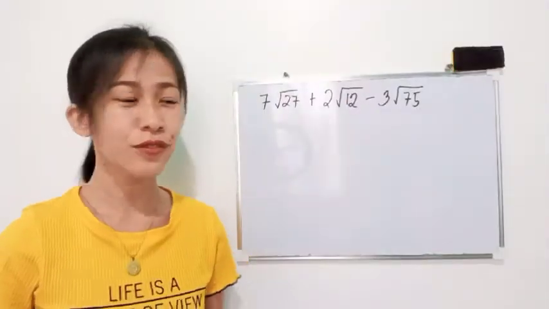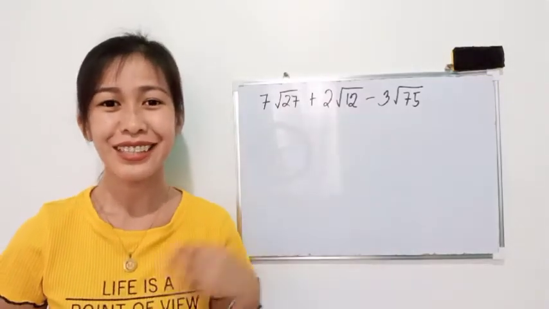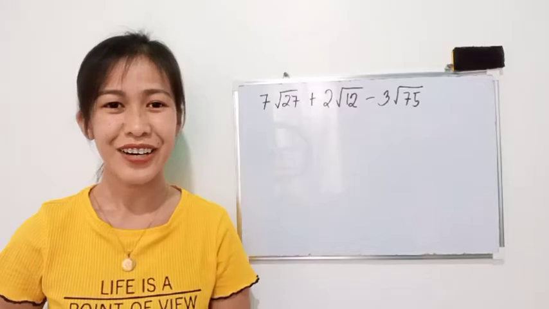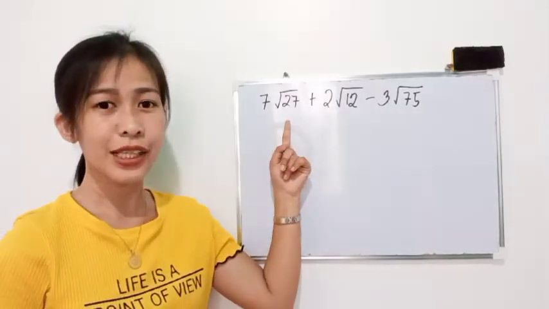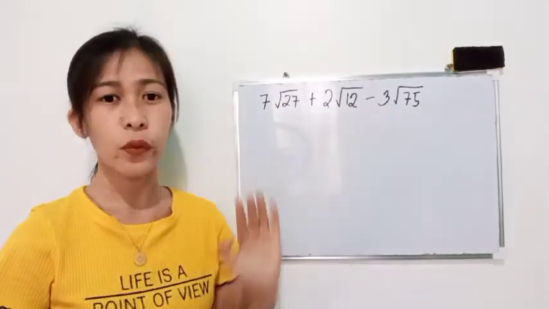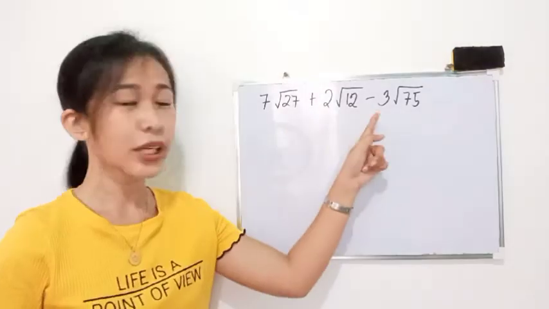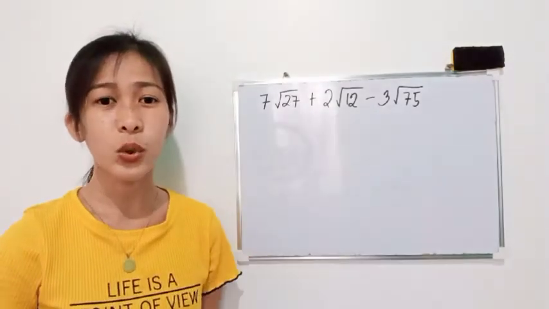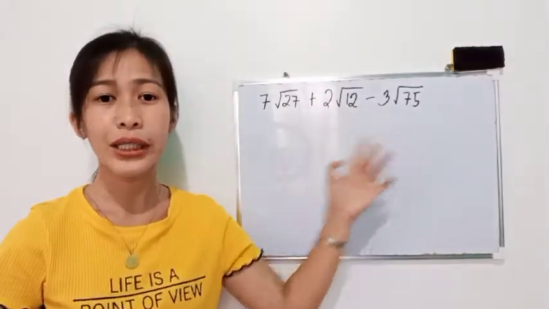Okay, so now let's move on to example number 4. And this is much more complicated than the examples we had earlier. So we have here 7 square root of 27 plus 2 square root of 12 minus 3 square root of 75. So, we combined addition and subtraction. And as you can see, we have here dissimilar radicals.